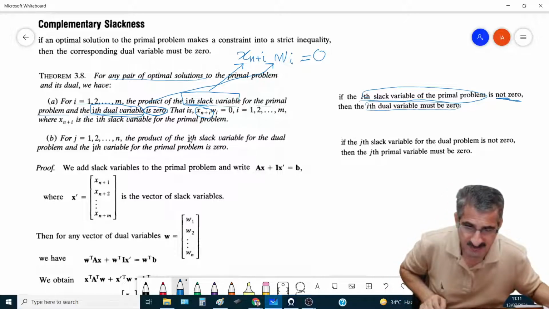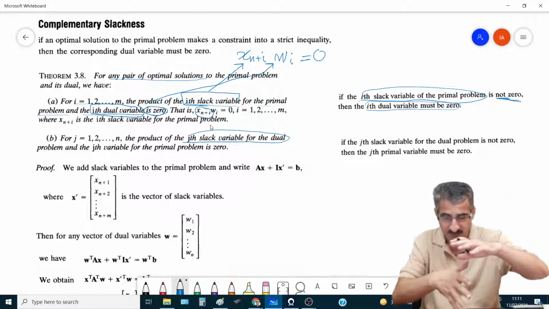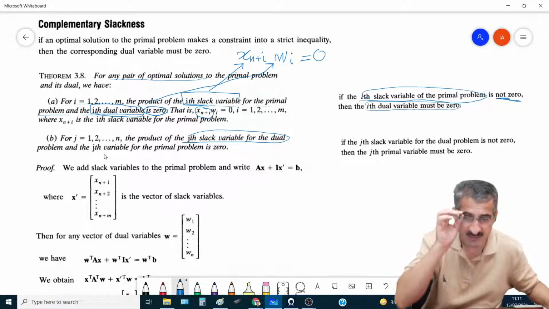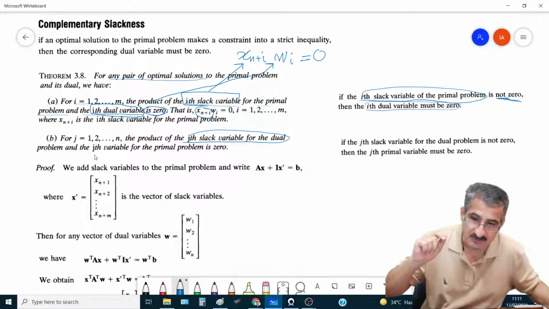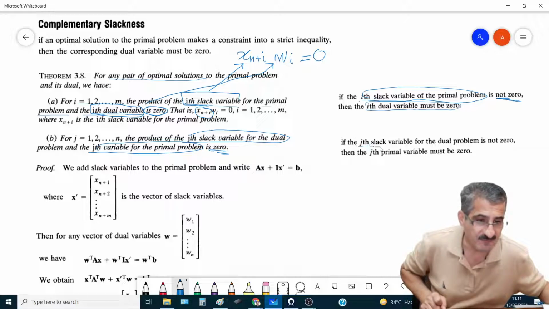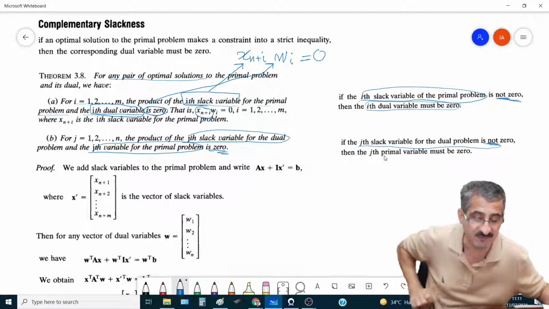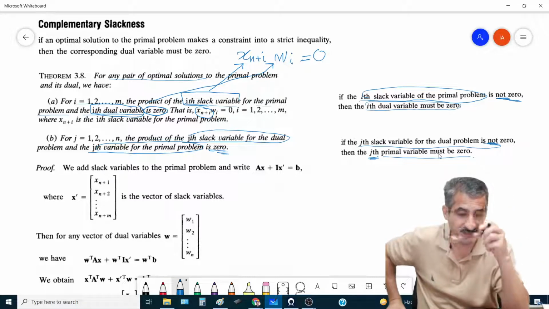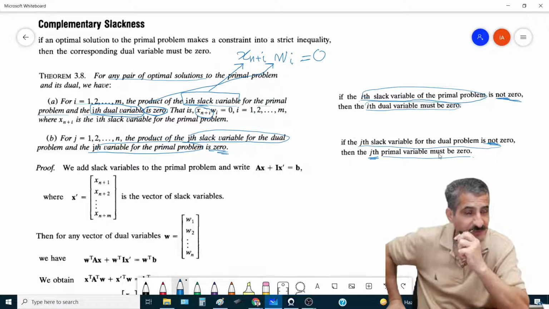Now, part B says the product of the jth slack variable of the dual. Now we go the opposite way. The dual, and we interchange the dual and the primal. So if we take the jth slack variable in the dual, we multiply it by the jth variable in the primal, then the result must be 0. So again, if the slack variable of the dual is not 0, then the jth primal variable must be 0. Okay? You got this?